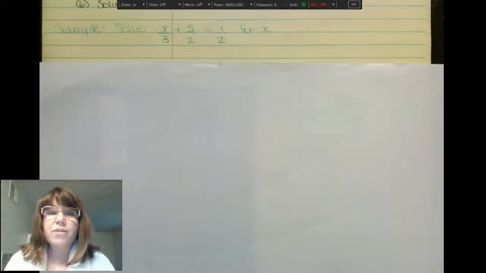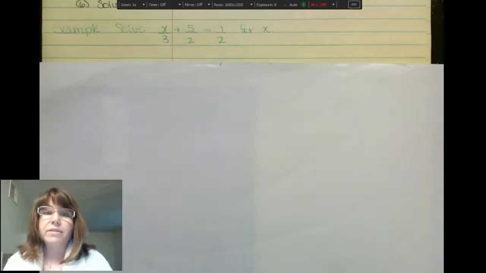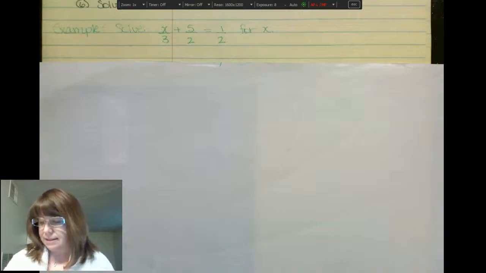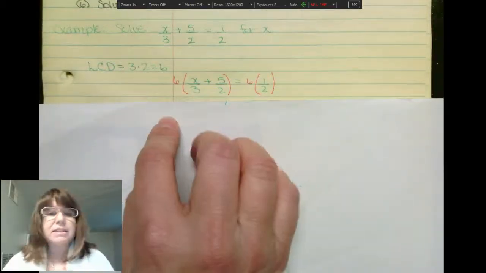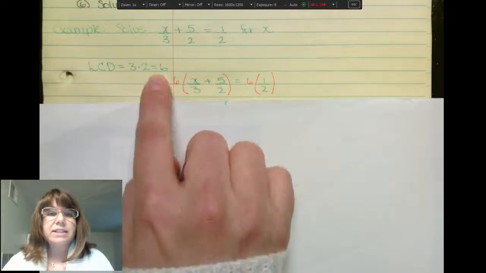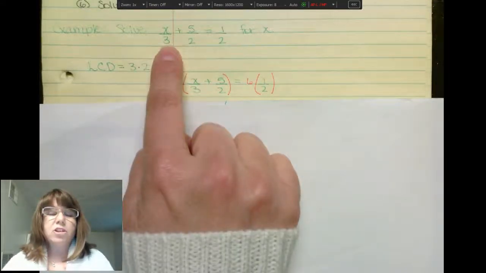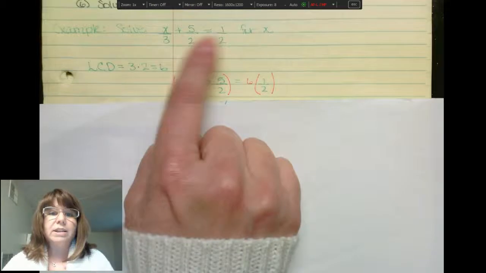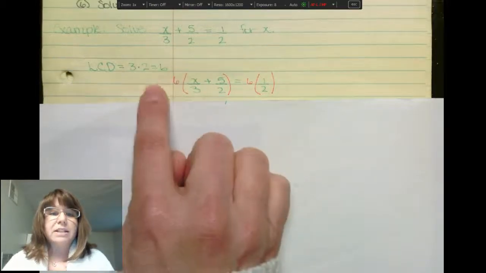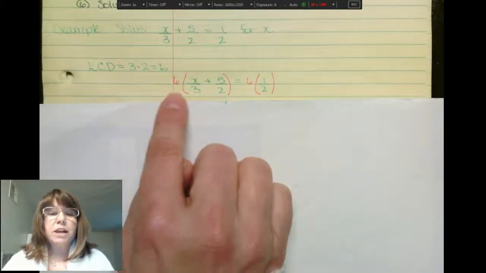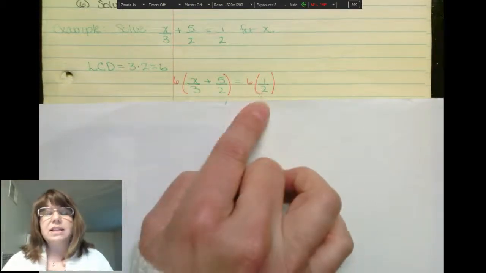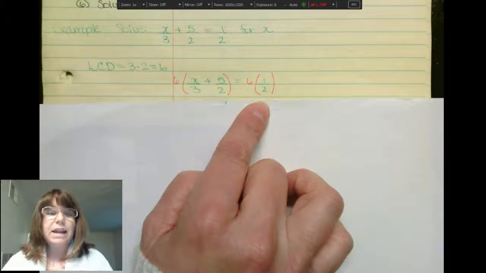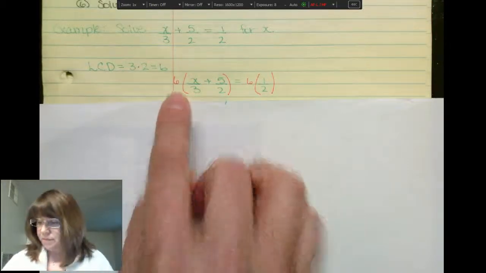So we're going to solve x over 3 plus 5 over 2 equals 1/2. We're going to solve this for x. First thing I need to do is multiply both sides by the LCD. Well, the LCD is 6 because I have a 3 in the denominator and I have 2 in the denominator. So my LCD is going to be 6. I'm going to multiply the right-hand side as well as the left-hand side of the equation by our LCD of 6.